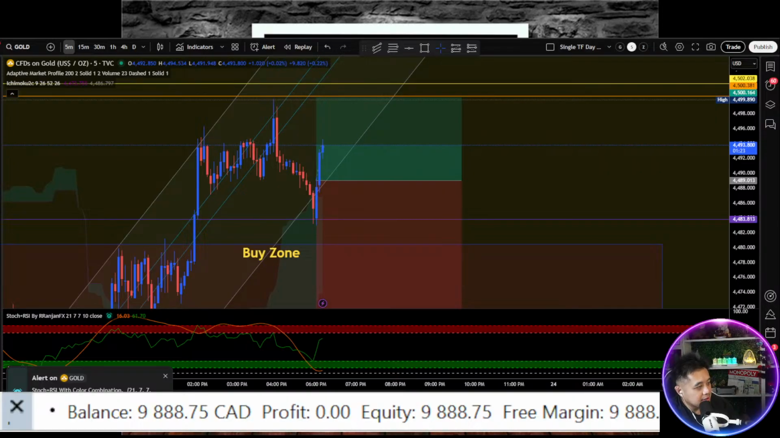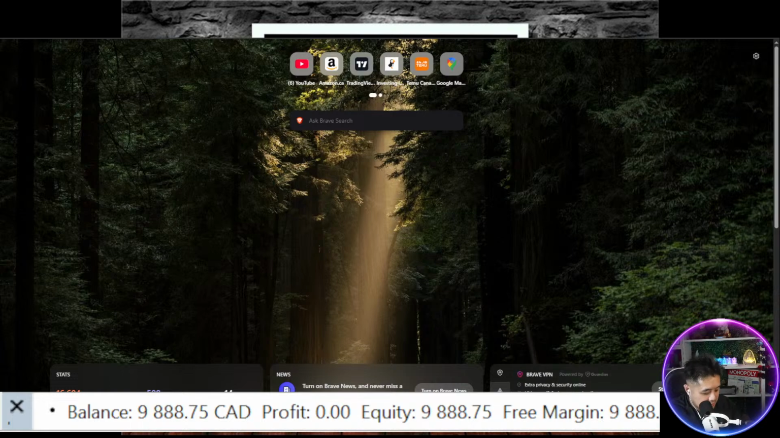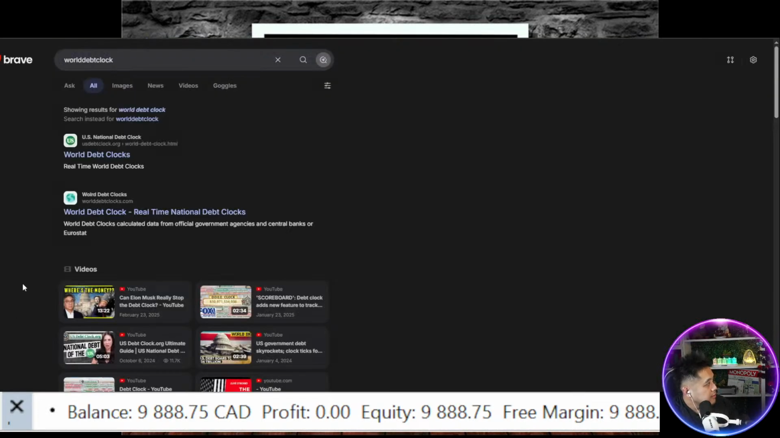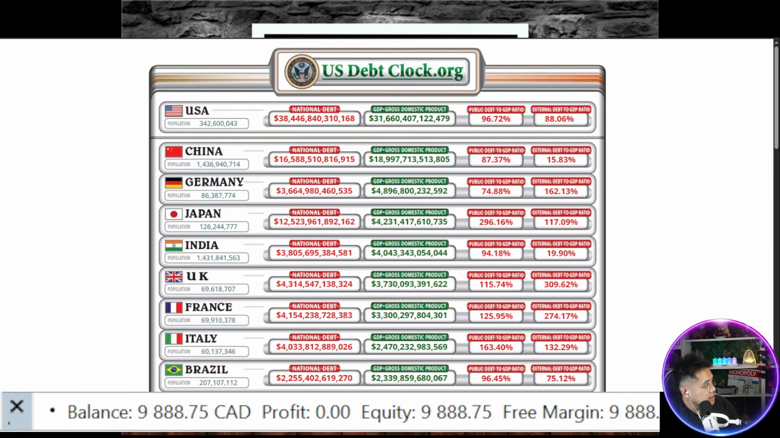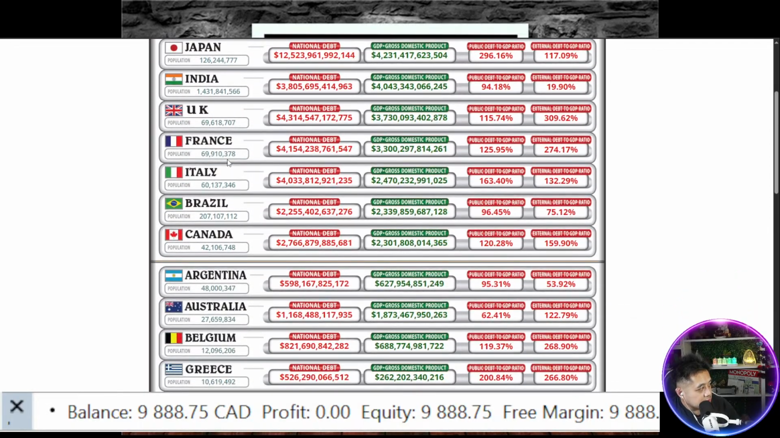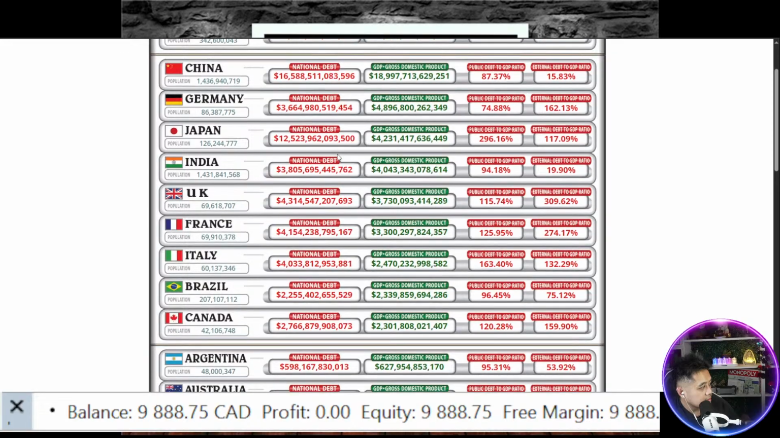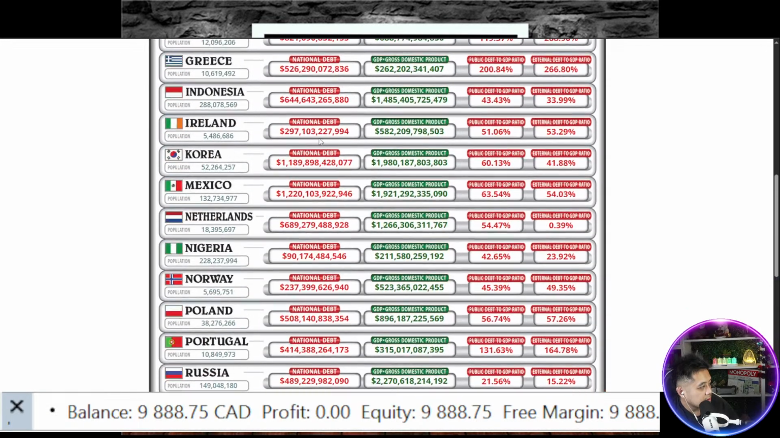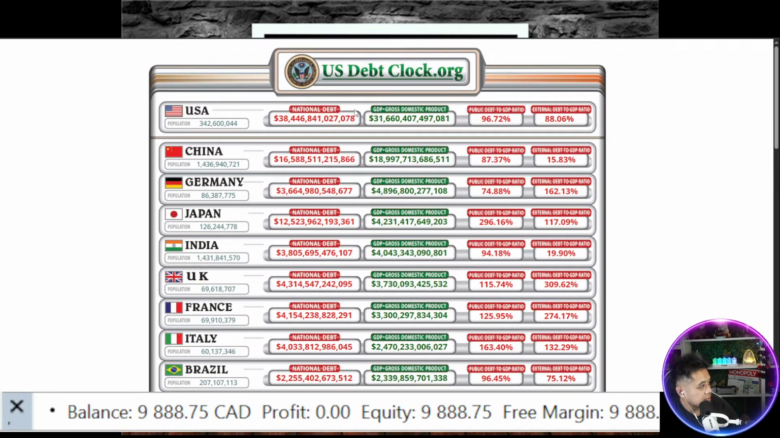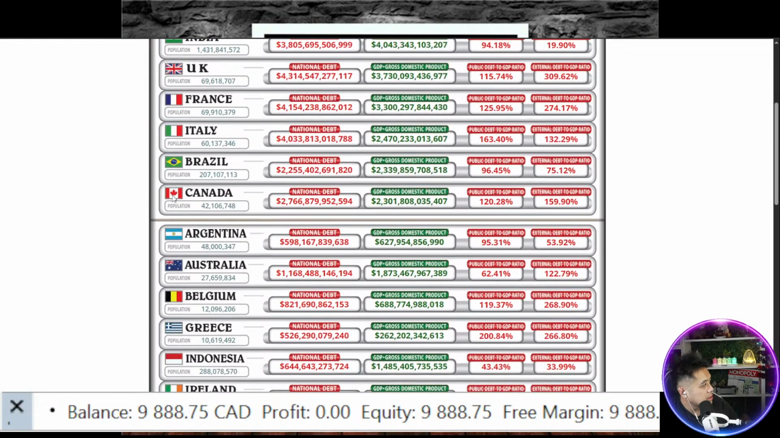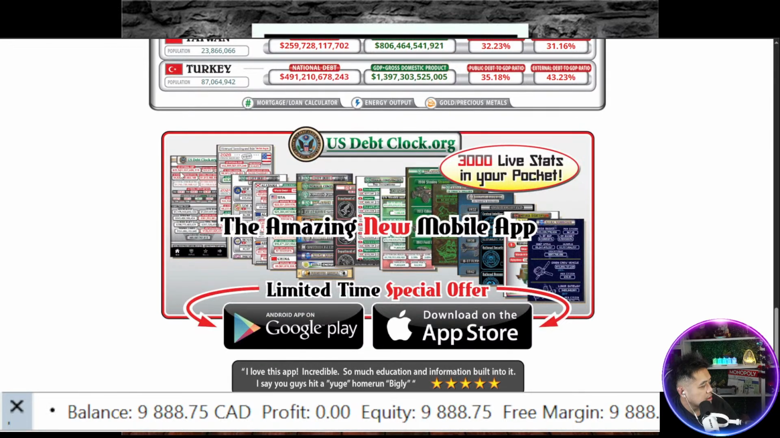You know what? Let's just see the debt clock. Hold on here. All right, U.S. debt clock. Oh, they changed the format. Wow, they include everybody's. Oh, wow, they have changed the formatting on this. Huh? What? They made this into an app?